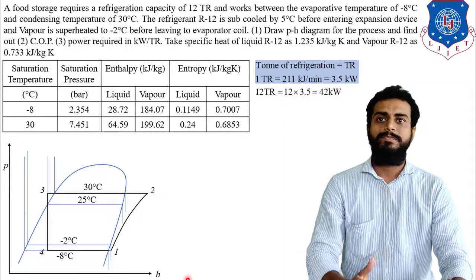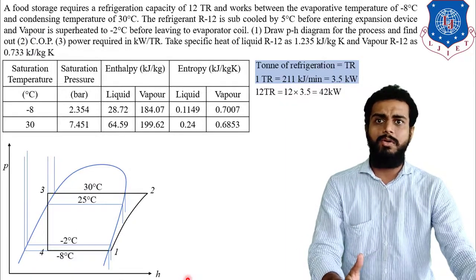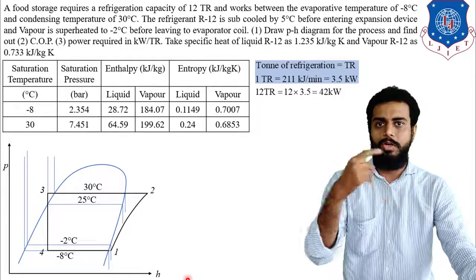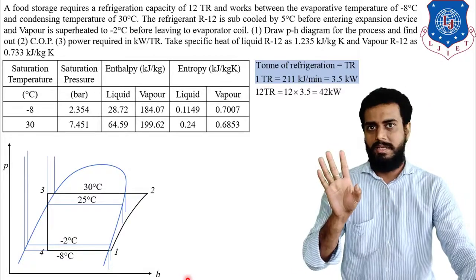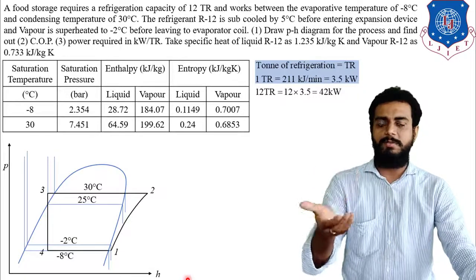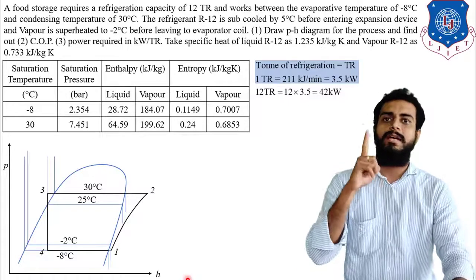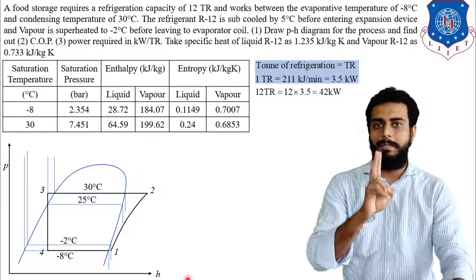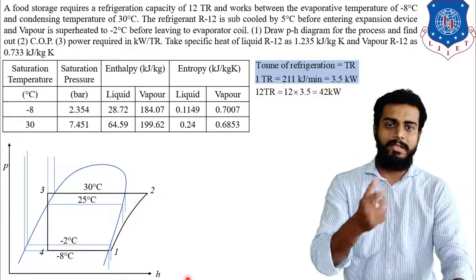Okay, now what we are supposed to find out? So one task is over: draw the pH diagram for the process. Now what we are supposed to find out? COP and the power required in kilowatt per ton of refrigeration. Okay, let us do that.